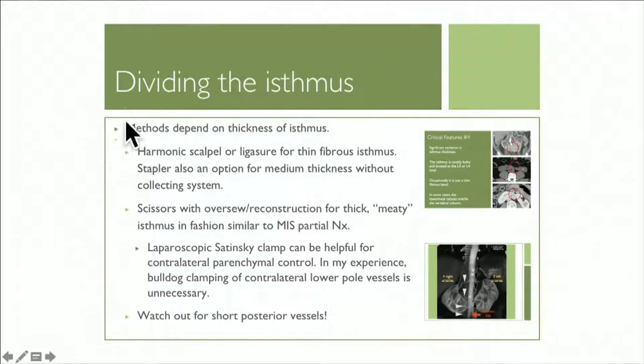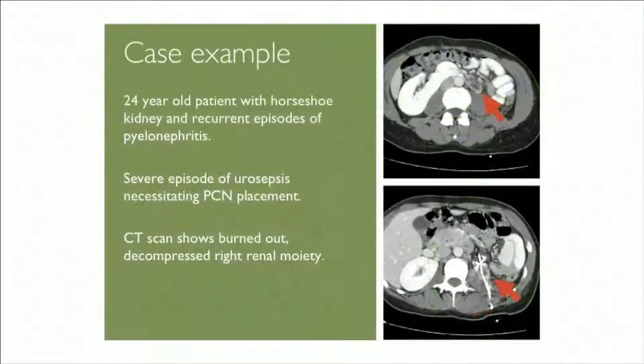When you're dealing with the isthmus, there are lots of approaches for doing that. If it's a thin fibrous isthmus, you can usually use the harmonic scalpel or the ligature to transect it. You can also staple across one that's medium thickness, as long as you know there's no collecting system there. In general, for the thicker isthmus, we'll essentially use partial nephrectomy approaches and compress that and then transect it. You can use a Satinsky clamp as well to help with hemostasis. I'll show you an example of that.